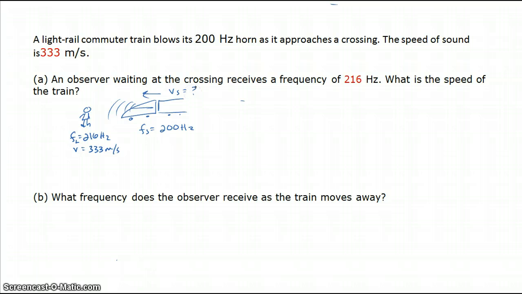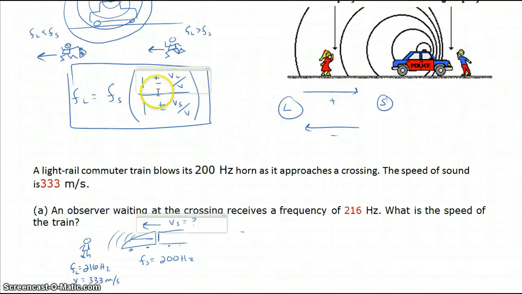What is the velocity of the source? Well, let's take a look. If we look at our original equation here, what you'll find is that if the velocity of the listener is 0, if he's stationary, this whole term equals 0. So 1 plus or minus 0 equals just 1.